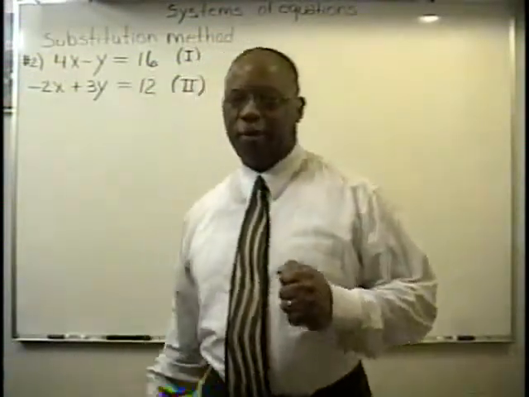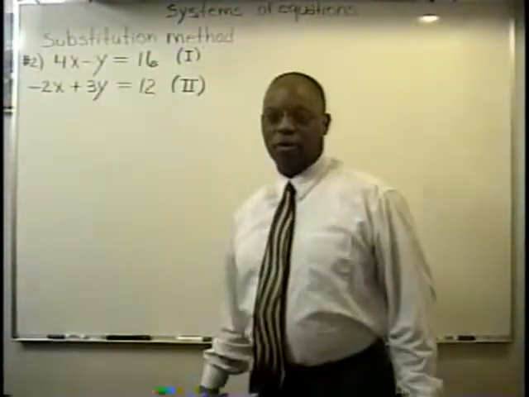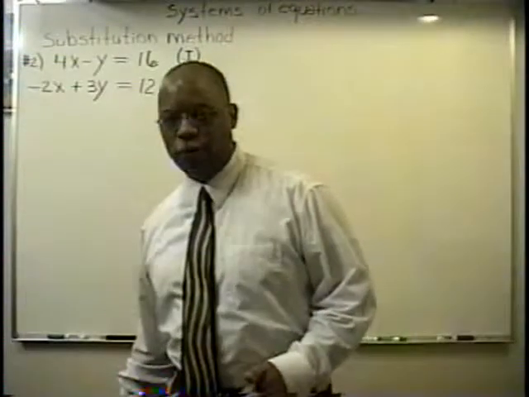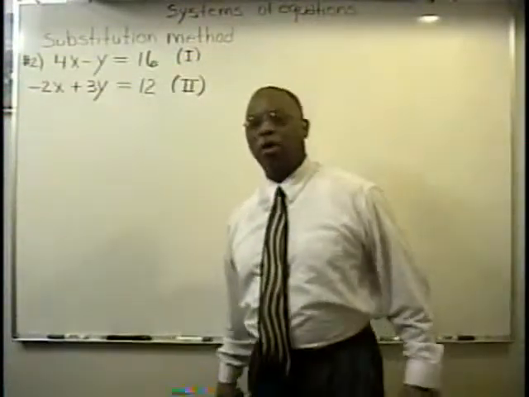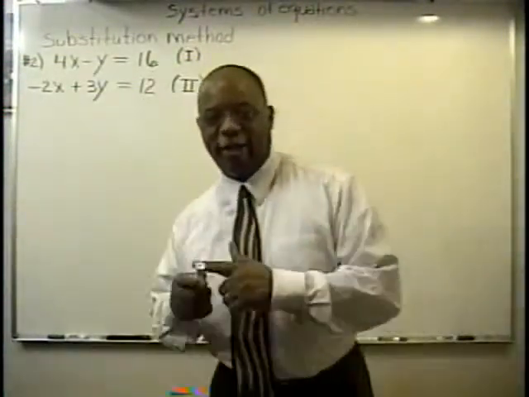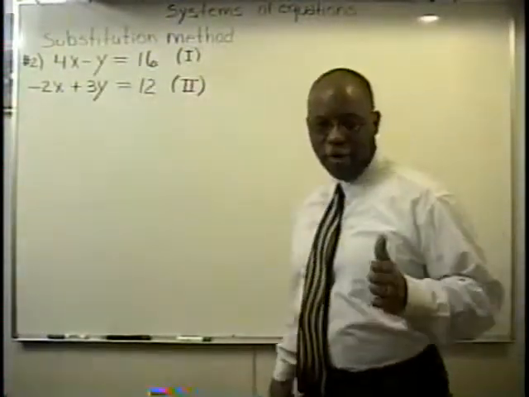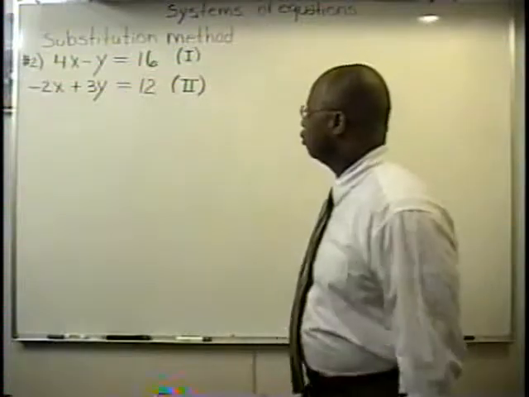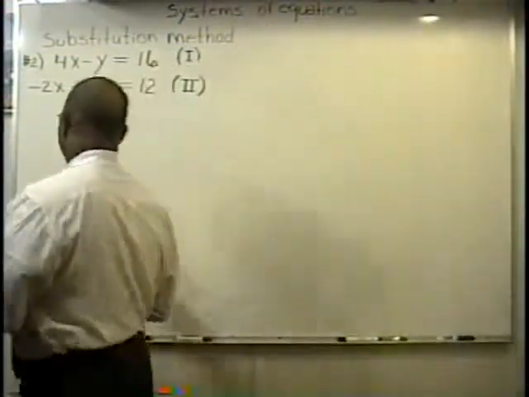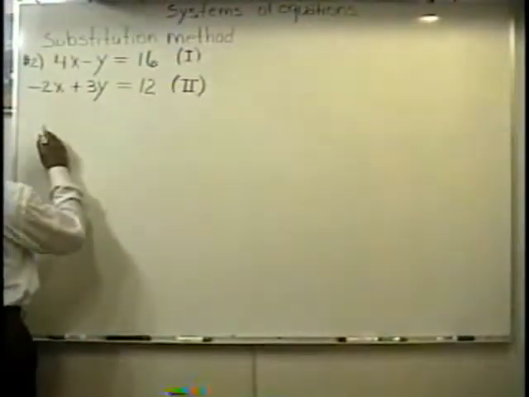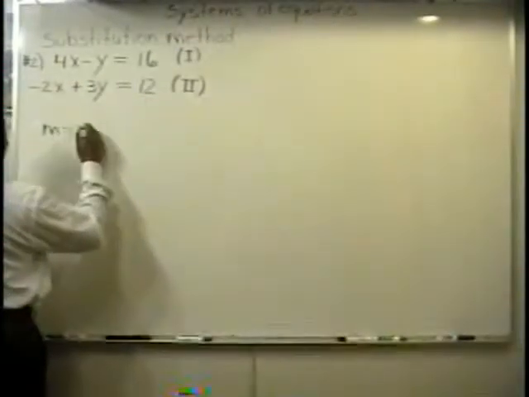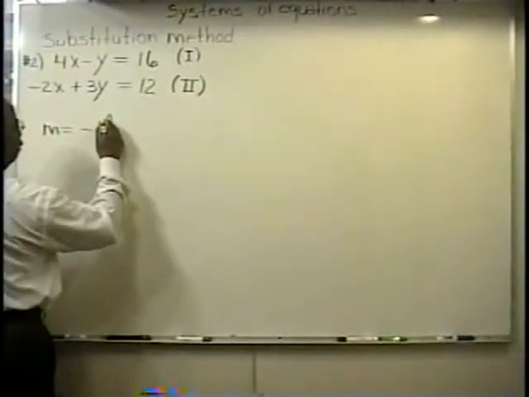Welcome, ladies and gentlemen, to the second segment of systems of equations using the substitution method. We're looking for the point where these two lines are going to intersect. So first of all, we need to determine whether these two lines have different slopes. Now remember, the basic form of looking at the slope is minus a over b.